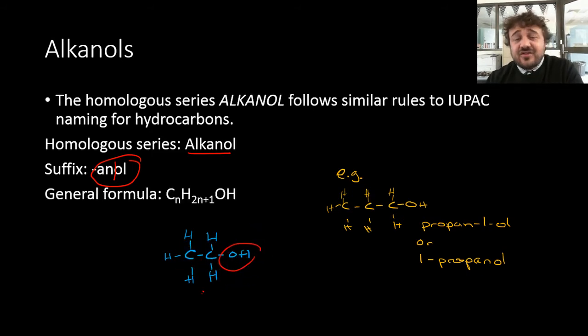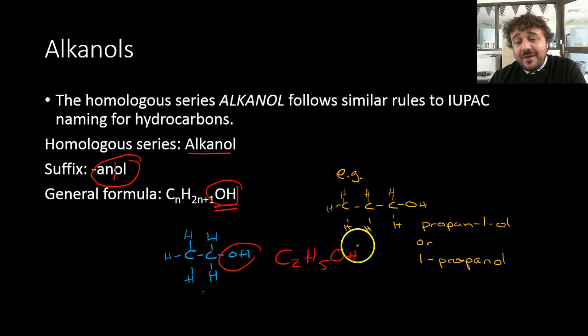This brings us to our general formula, which is CnH2n+1OH. The reason this does not look like an empirical formula, where the H would all be together, is because we want to recognize straight away that this is an alkanol. So let's have a quick look here. It is C2H5OH, and that matches up with 2n+1 OH.